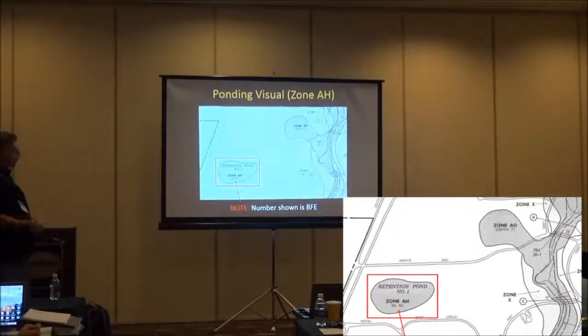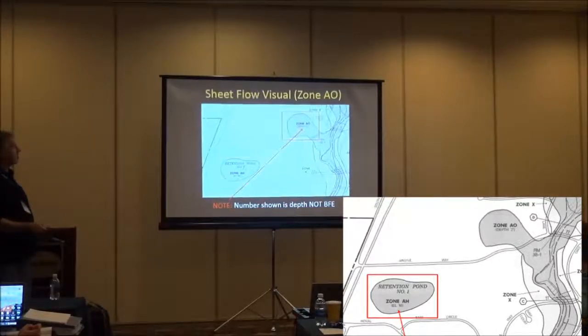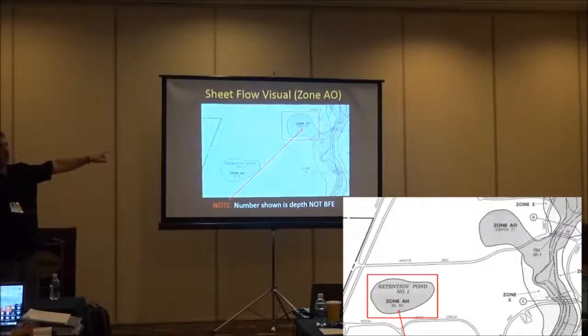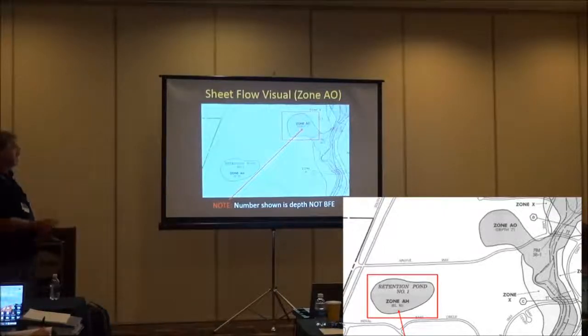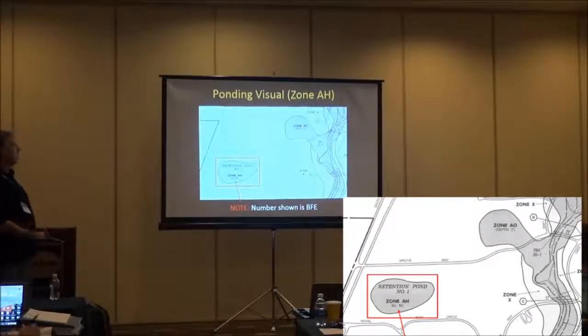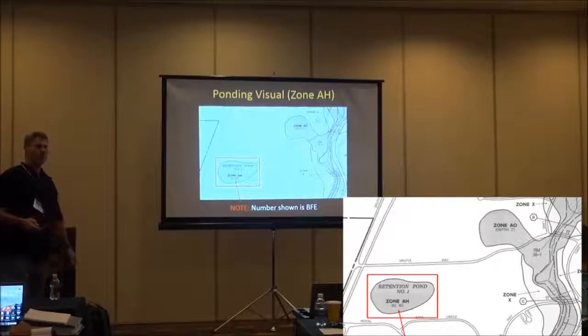But the important things to remember on these 2 items are, if I'm AO, no BFE, sheet flow. If I'm AH, I'm ponding, and I do have a BFE. And I'll show you some other items that we'll talk about along the way that put these into perspective and why they're important. Is X the benchmark?